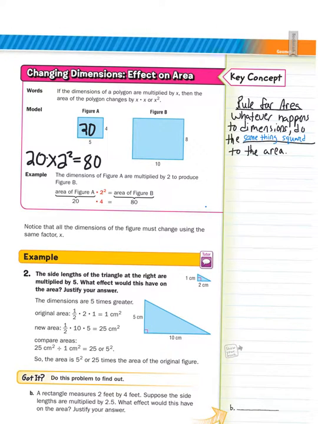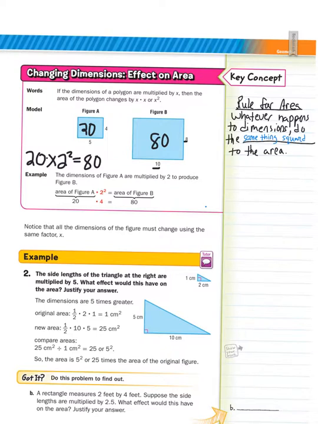That means our new area should be 80. And if you test it out, 10 times 8 is 80. So mainly, this rule is almost like the perimeter rule, except you have to remember it's the same thing squared. That's the big difference. Now, how do I remember that? Well, you know how we say area is always square units? That's how I remember that it's the same thing squared, because area is square units.